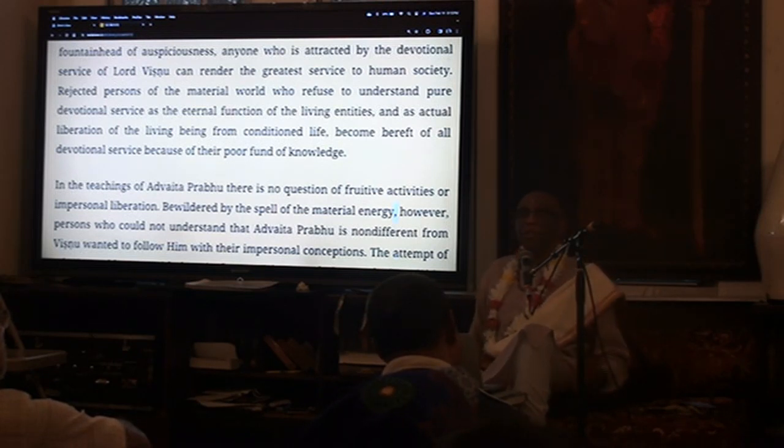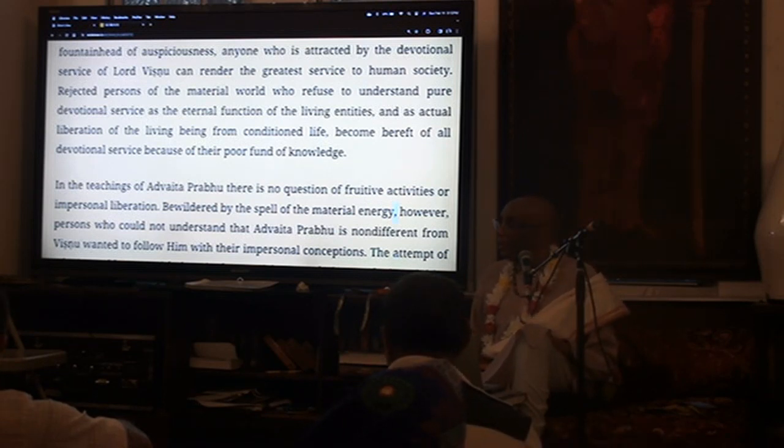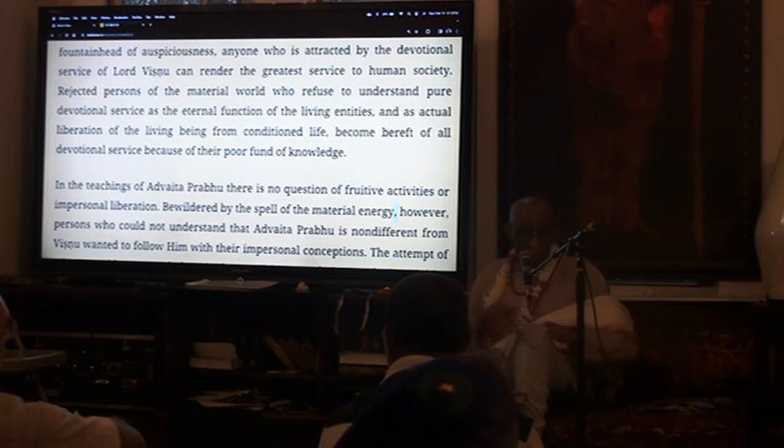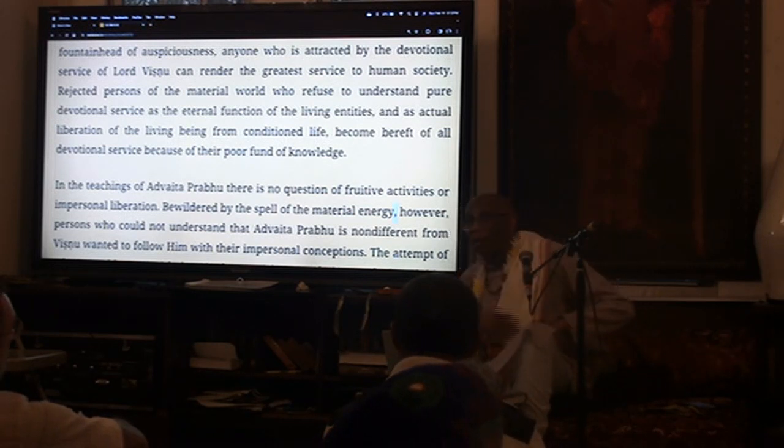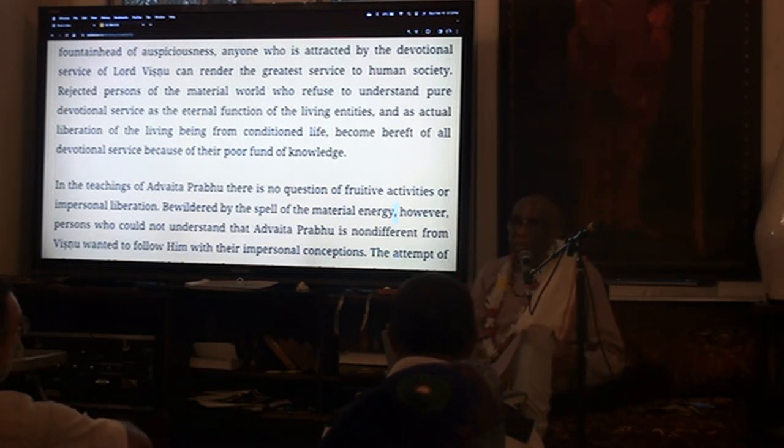So we're not criticizing their enjoyment. Let them enjoy it. It's the nature of the living being to enjoy. But real enjoyment comes back to what we're talking about: understanding what's really auspicious.